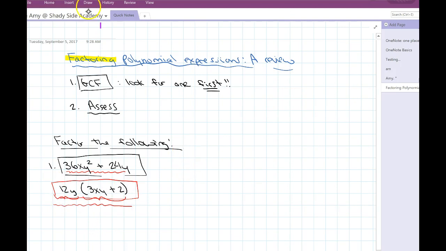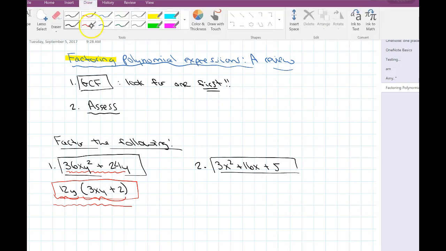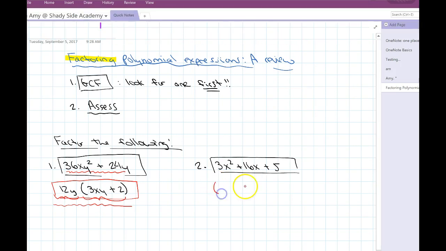You've also looked at factoring expressions that are degree 2 or quadratic. For example, okay, here's an expression I'm going to ask you to factor. The first thing you check, is there a GCF? There is not. So then we assess. Well, in this case we have a degree 2 trinomial. Degree 2, 3 terms.